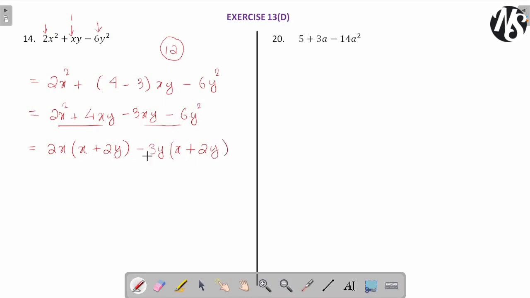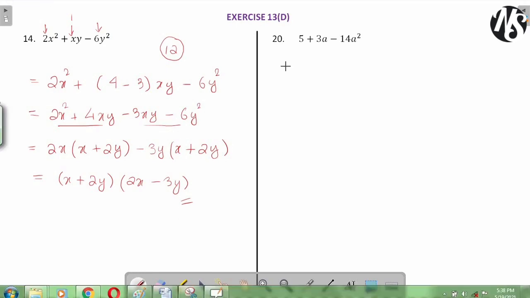Now here also we have x plus 2y, here also we have x plus 2y, so x plus 2y will be common again. Okay, so from here only 2x is left, and from here only 3y is left. So this will be the factorization of question number 14.